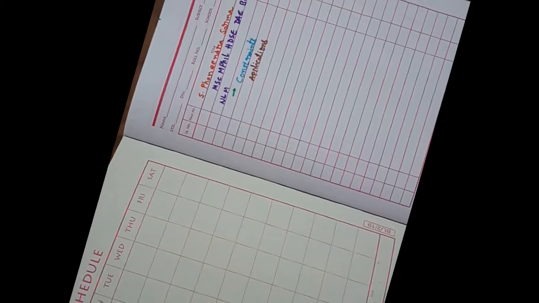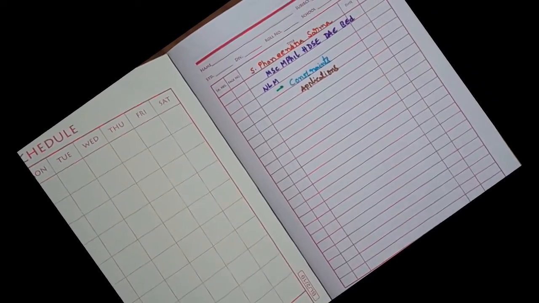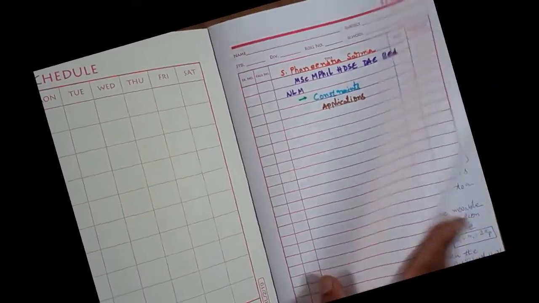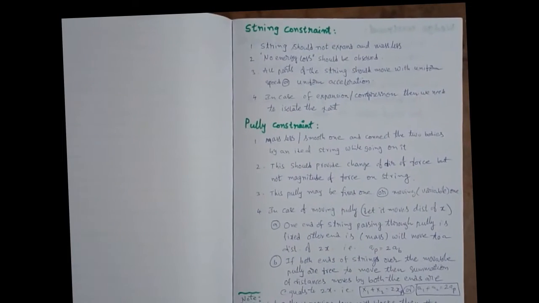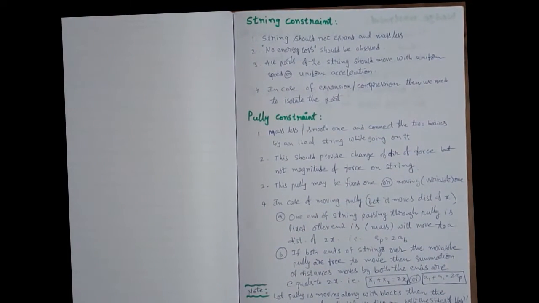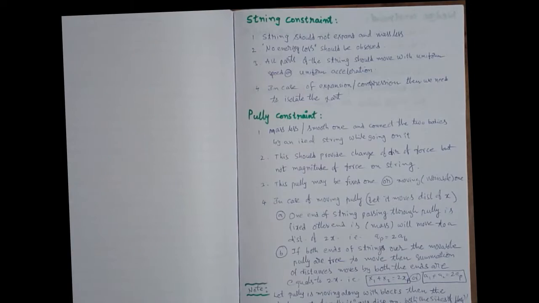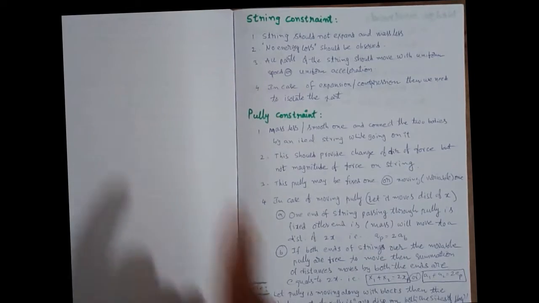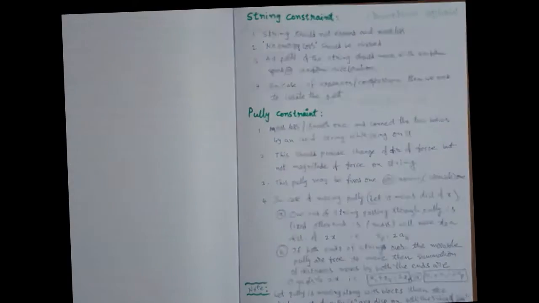Hello all. Today we would like to see the concept of constraint motions one by one. In Newton's laws of motion, the first one we have to work out is the string constraint. What do you mean by a string constraint? String constraint means whatever connecting cable we are considering in the given problem should satisfy the following characteristics. Let us see the first one.